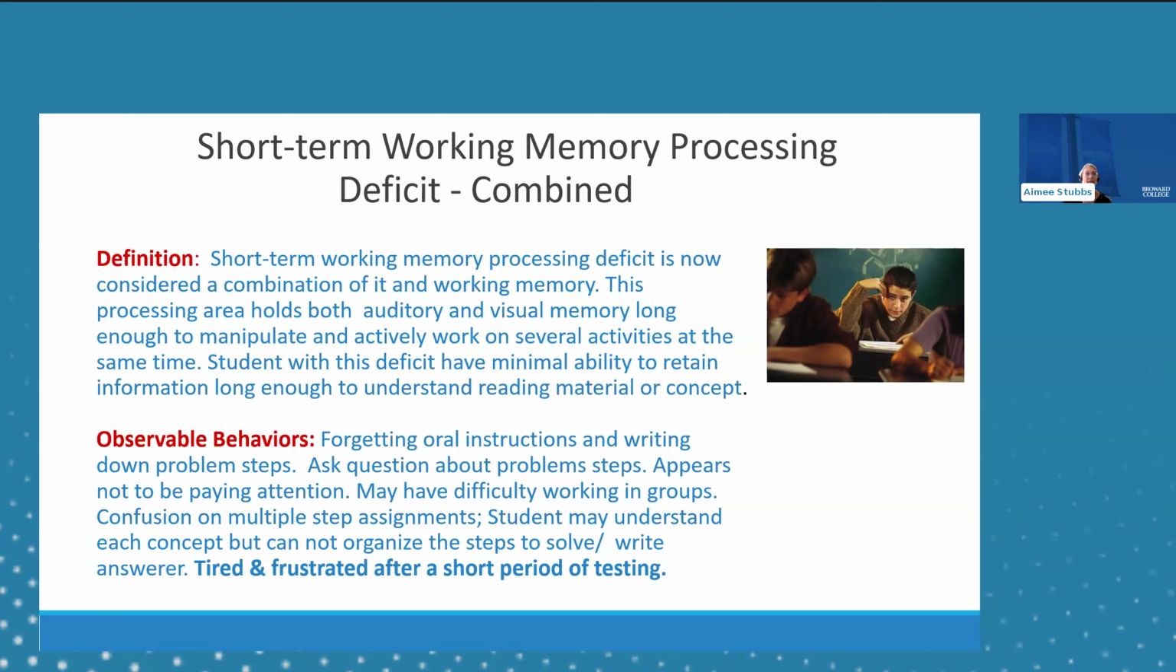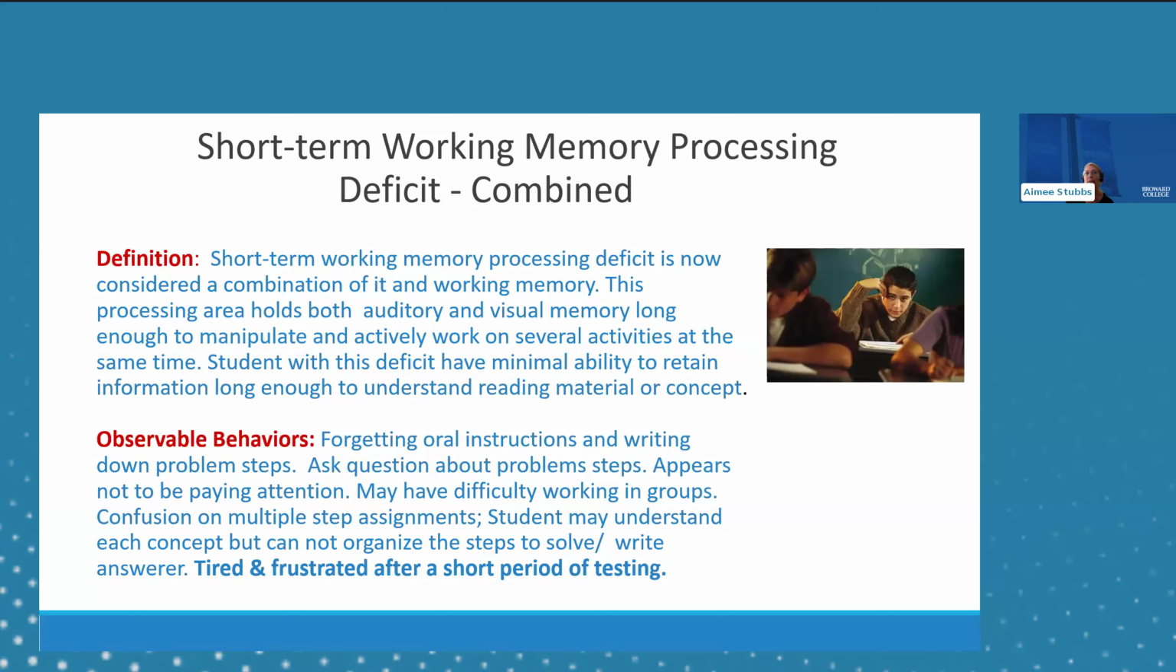our athletes that might have had traumatic brain injury through football or some kind of sports injury. But also think of how many students have been in car accidents and so on, and we don't even understand the long-term impacts of that, but it really can impact that working memory and that processing. And so the short-term working memory processing deficit is now considered that combination of that and working memory.